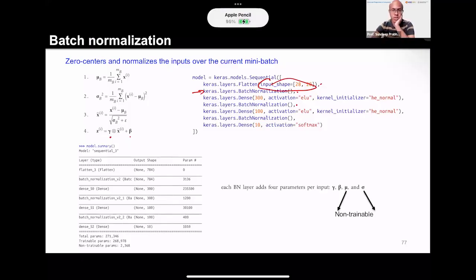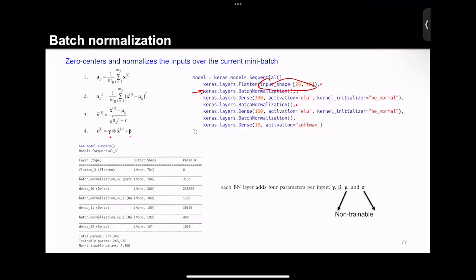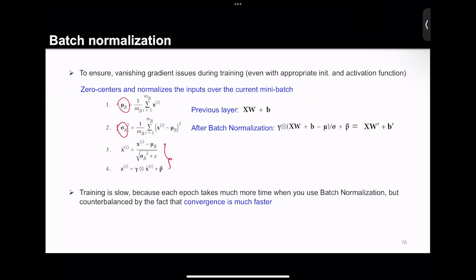But if you have any questions, we can take them now. Professor, regarding this batch normalization, in the previous slide, the activation functions were sigmoid and a few others. Does it work with ReLU as well?